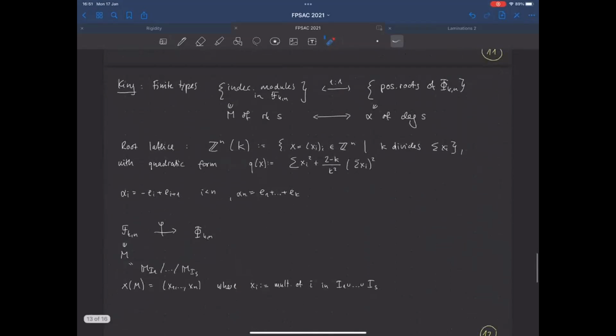And what King observed is that in the finite types, the indecomposable objects in the category are really in correspondence with the positive roots. I should not say one to one, well, it's a correspondence. Sometimes it's one to one when it's rank 1, but there are rank 2 modules. So it really depends on the rank. More precisely, if M is of rank s, there is a root alpha of degree s, and for each alpha of degree s, there are s modules. So it would be s to 1.